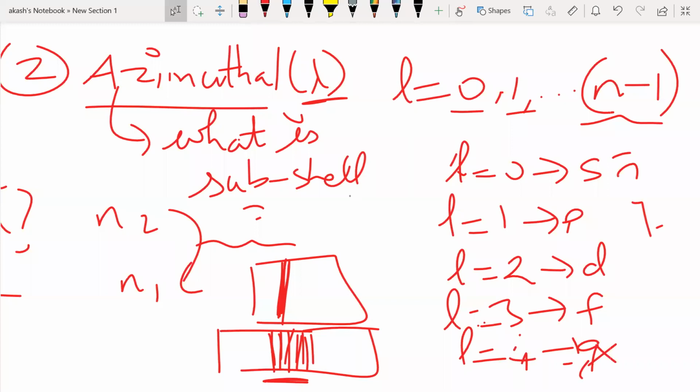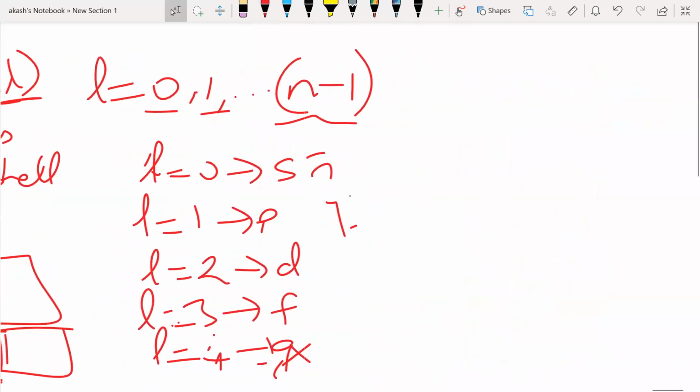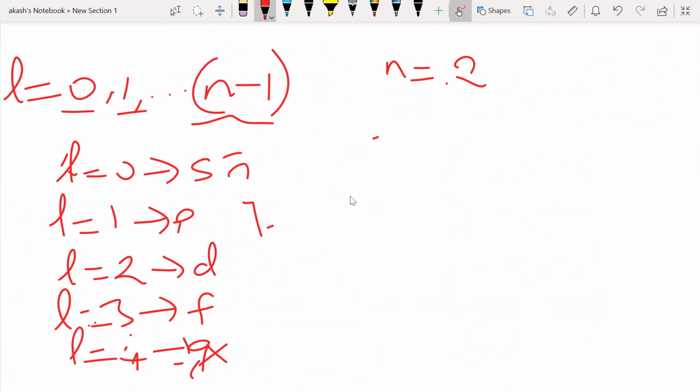For example, if I take n is equal to 2, the possible L values can be 0 and 1, and that's it. It's 0 to n minus 1. What this means is that when I go to the second shell, it has only two subshells. One is S, and the other is P.